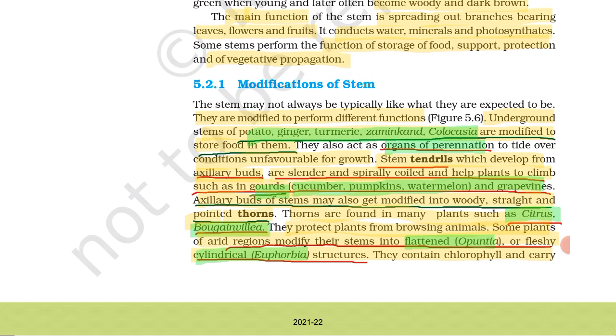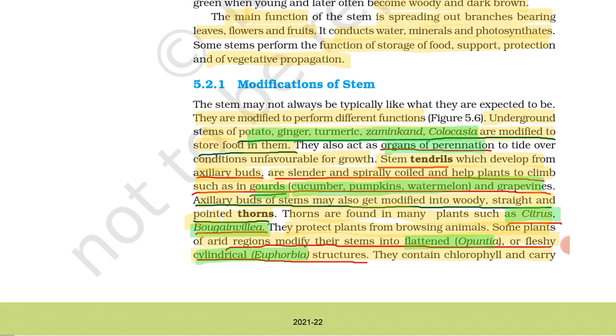Next, axillary bud of stem may also get modified into woody, straight and pointed thorns. The thorns are found in many plants such as citrus and bougainvillea. So tendril was helping plants to climb, and examples of stem tendril were gourds and grapevines. In gourds, three examples: cucumber, pumpkin and watermelon. Now these axillary buds get modified into woody, straight and pointed thorns, and the examples of these thorns are citrus and bougainvillea.